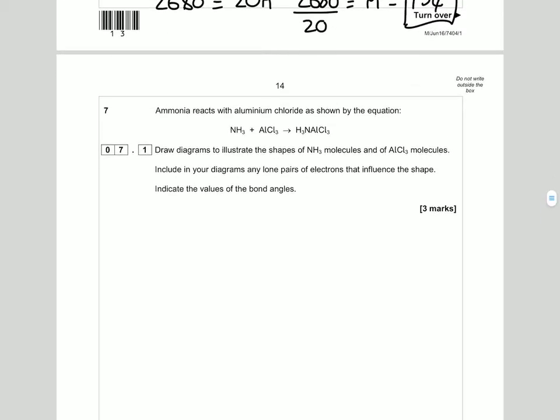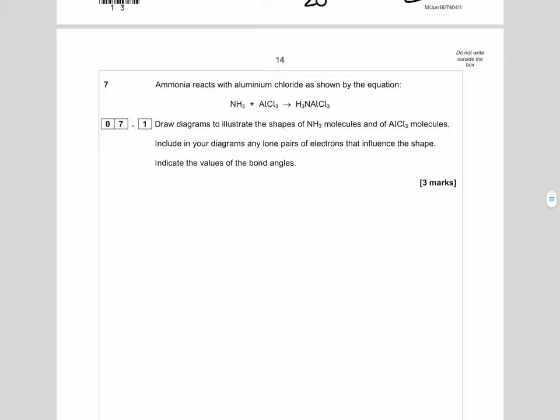So we've got ammonia and aluminium chloride. We've got to include any lone pairs of electrons that influence the shape, and we've got to include bond angles. So this is probably one of those scenarios where you need to get everything correct for 3 marks, and if you slip up on one thing, it's 2, and so on. Okay? So, let's start with ammonia, in case we're wondering how to work this out.